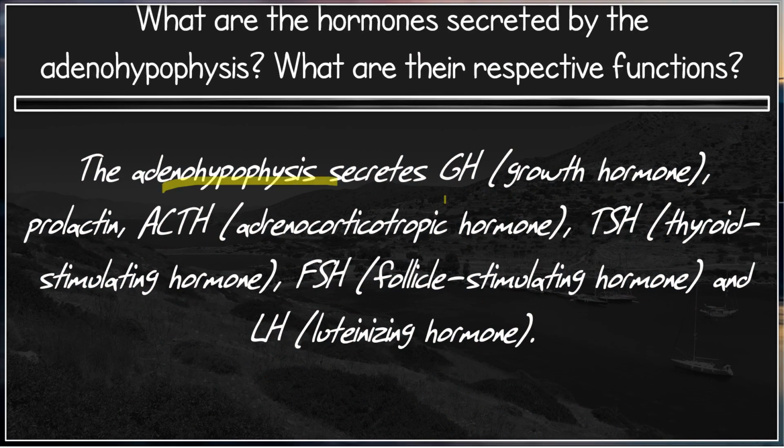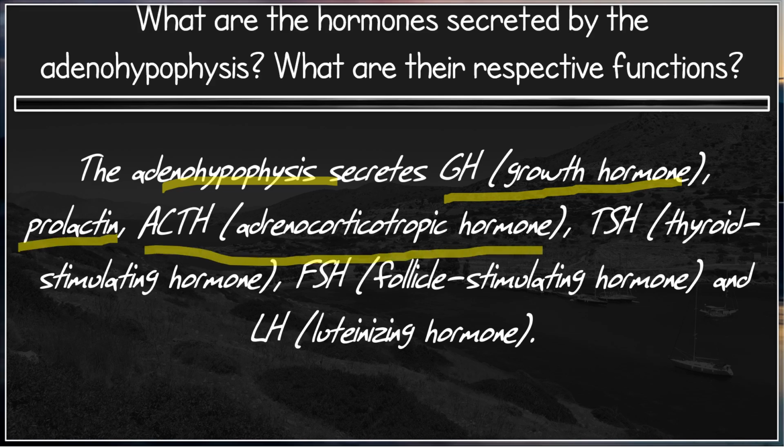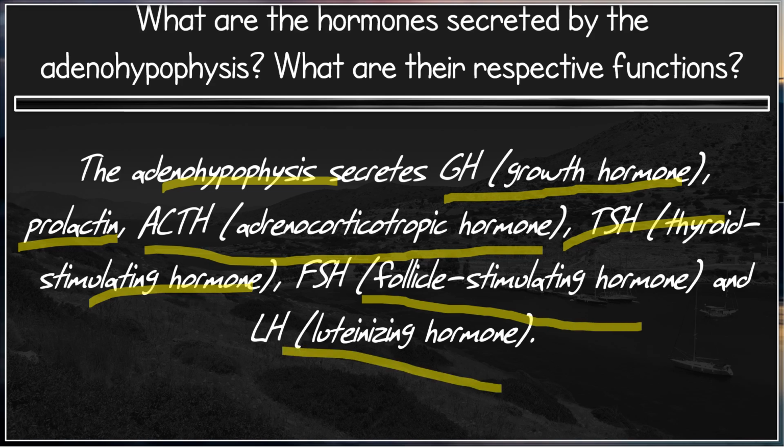Adenohypophysis secretes growth hormone, prolactin, adrenocorticotropic hormone, thyroid stimulating hormone, follicle stimulating hormone, and luteinizing hormone.